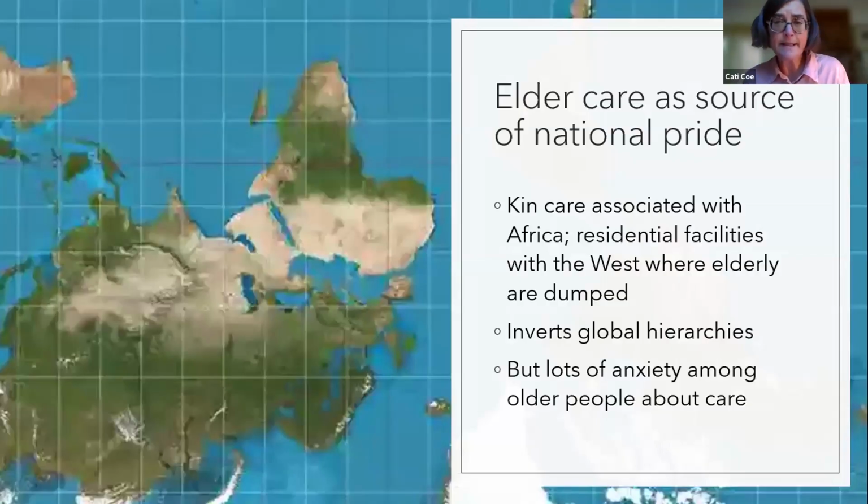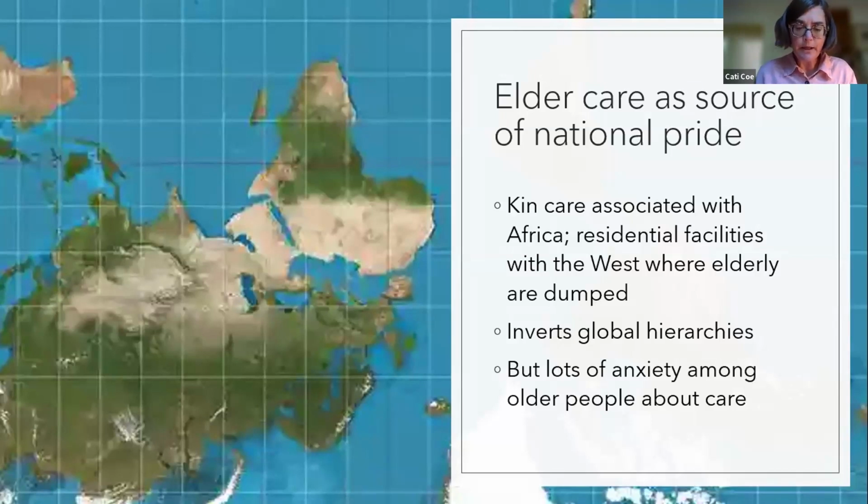Now, many Ghanaians celebrate their reliance on family in providing elder care, contrasting kin care with what they envision in Western countries, the discarding of older adults in institutional facilities. And so elder care becomes a way to organize cultural difference. It inverts global hierarchies such that African tradition has a highly positive valence, unlike in so many other global comparisons.